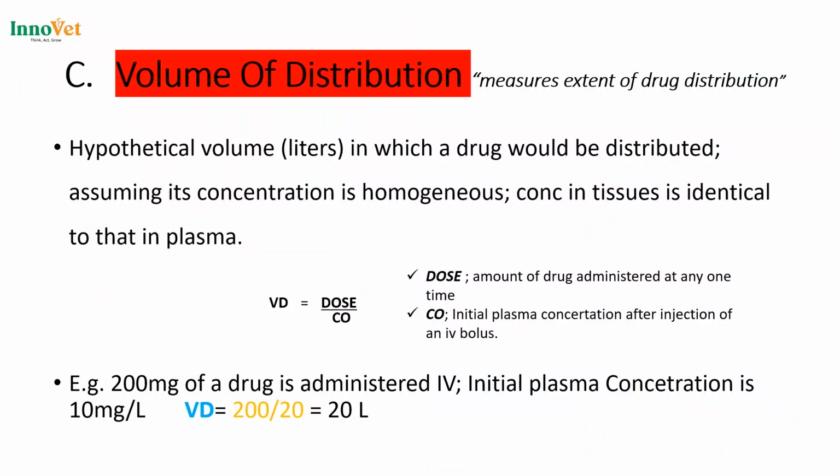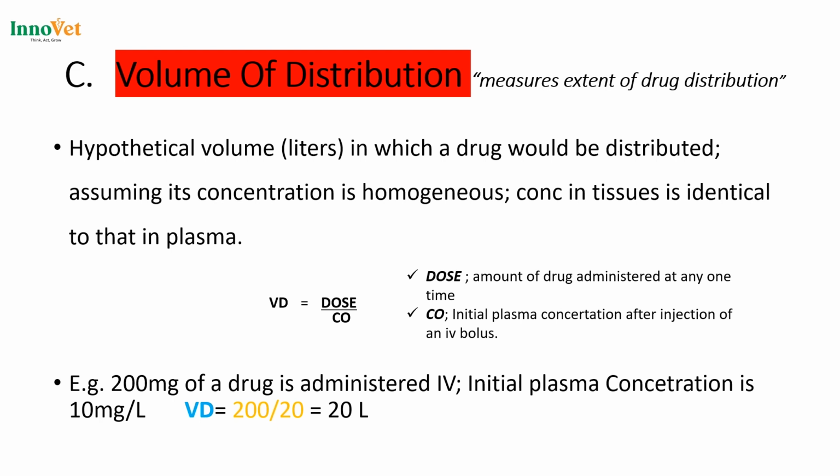Now we shall understand the third pharmacokinetic parameter, the volume of distribution. The volume of distribution measures the extent of drug distribution. It is known as the hypothetical volume in liters in which a drug would be distributed, assuming its concentration is homogeneous. This means that the concentration in the tissues is identical to that in plasma. The formula for volume of distribution is simply the dose over the initial plasma concentration after injection of an IV bolus. An IV bolus is just a rapid infusion of the intravenous drug.